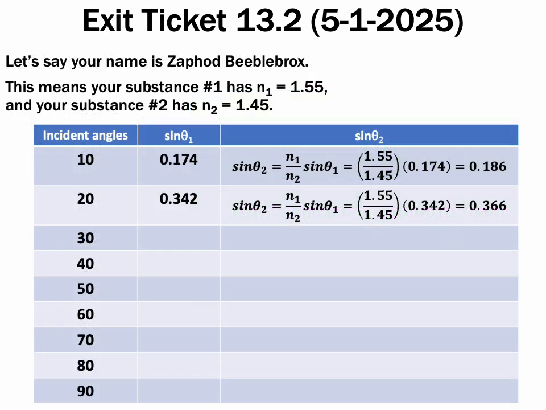So your incident angle, if you hit sine of 10, it will be 0.174. And then you look over at that column for sine of angle 2. You're not solving for the angle. You're just solving for the sine of the angle. So this is actually a pretty straightforward calculation. And you can pause to take a look at that.